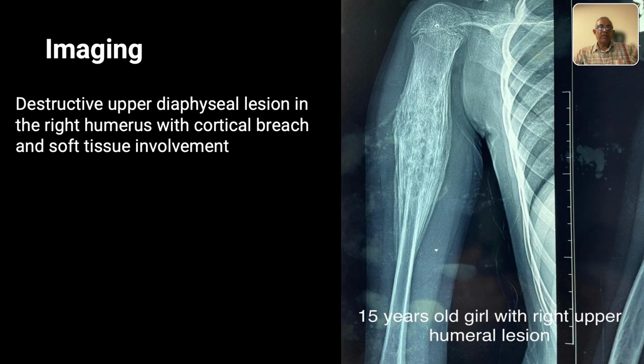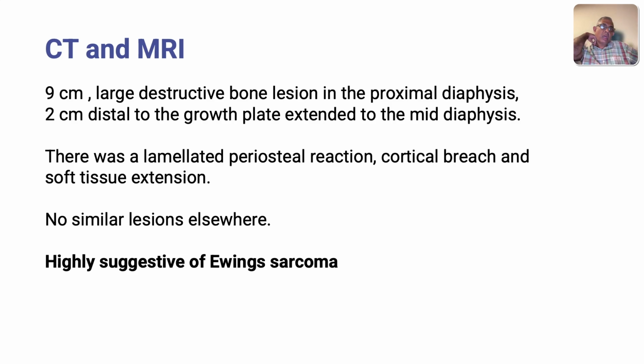When we did the plain radiograph, it was a very alarming image. There's a destructive upper diaphyseal lesion in the right humerus that you can see very clearly, with a cortical breach and soft tissue involvement. Next slide. And CT and MRI showed a large destructive lesion with a lamellated periosteal reaction, cortical breach, and soft tissue extension, with no similar lesions elsewhere, which was highly suggestive of Ewing sarcoma according to the radiologist's report. Next slide.